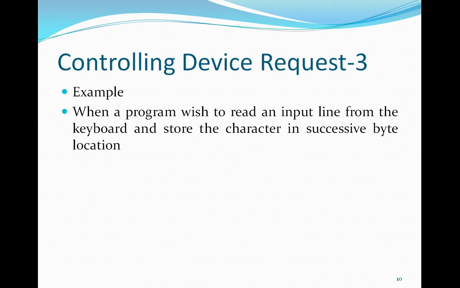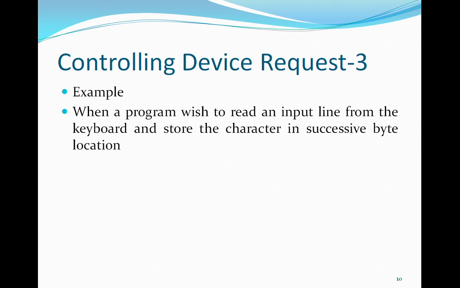I hope these actions are clear. One is loading the starting address of the interrupt service routine in the memory location. Then load the address of the line in the memory location. The interrupt service routine will use this location as a pointer to store the input character in memory. Then enable the keyboard interrupt by setting a bit in the control register to 1. Then enable the interrupts in the processor by setting the interrupt enable bit in the processor status register to 1.